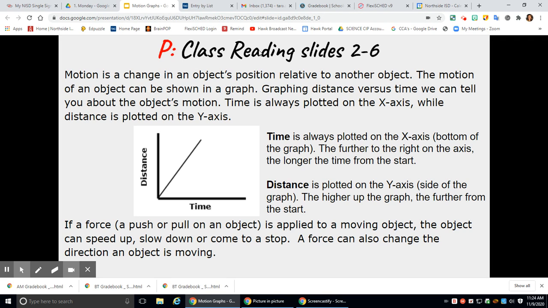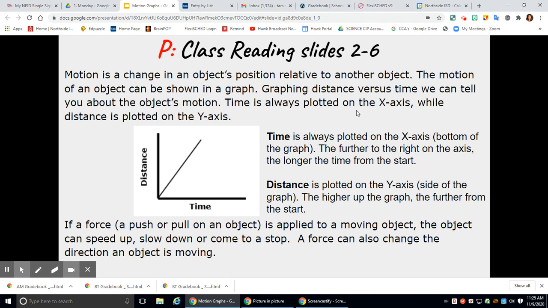Today we're going to have a class reading. We're going to read slides 2 through 6 on distance time graphs. Motion is a change in an object's position relative to another object. The motion of an object can be shown in a graph. Graphing distance versus time, we can tell about an object's motion.